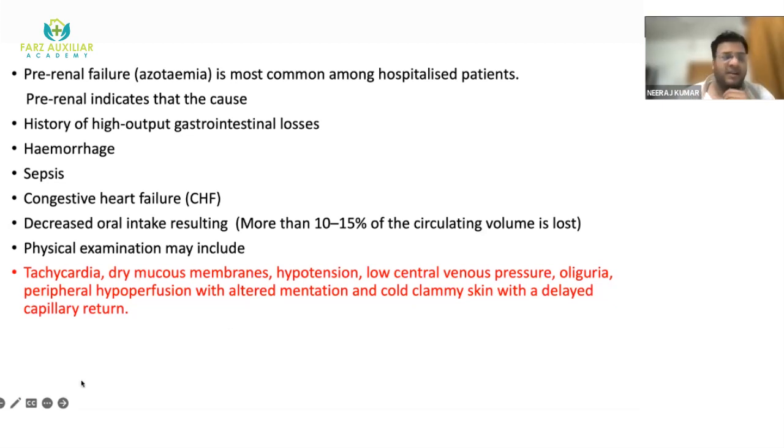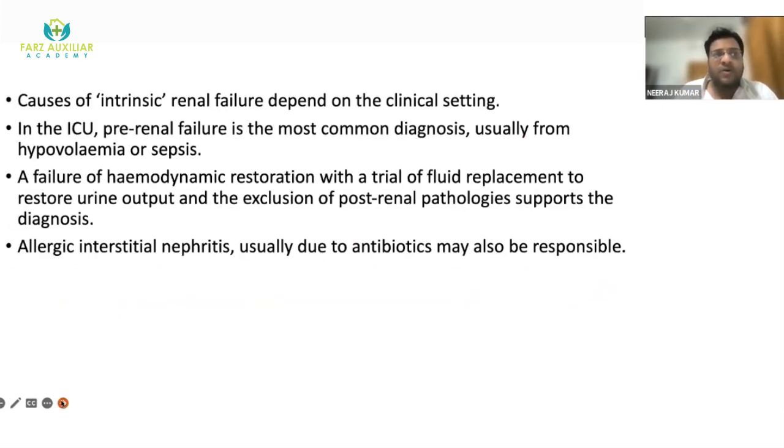CVP may be increased. Now, intrinsic causes: in the ICU, pre-renal failure is the most common diagnosis because of hypovolemia and sepsis. Failure of hemodynamic restoration with fluid replacement to restore urine output, and the exclusion of post-renal pathology, always support the diagnosis of pre-renal failure. And then allergic interstitial nephritis because of antibiotics may be responsible for intrinsic renal failure.